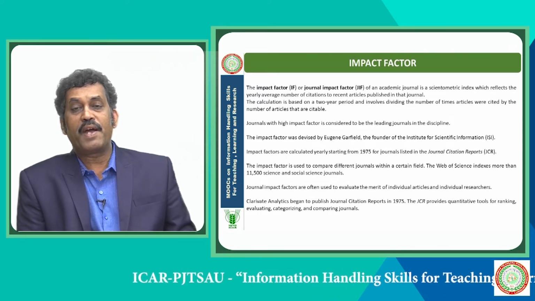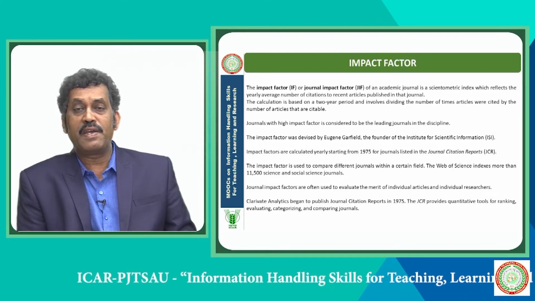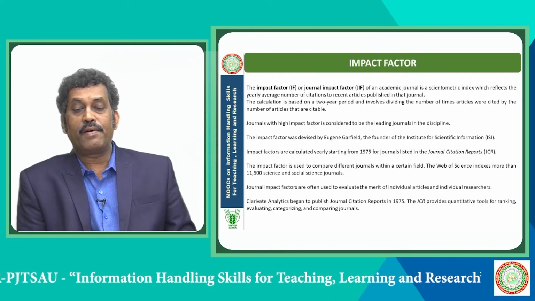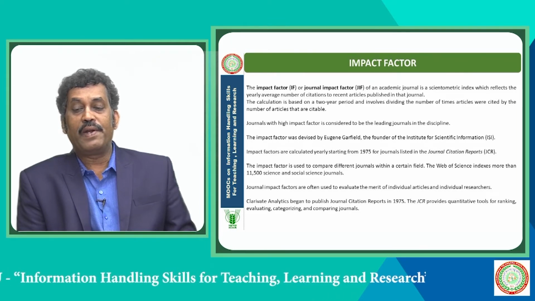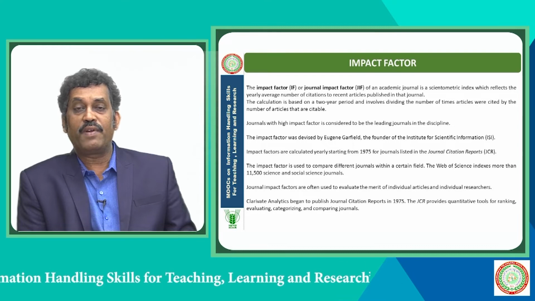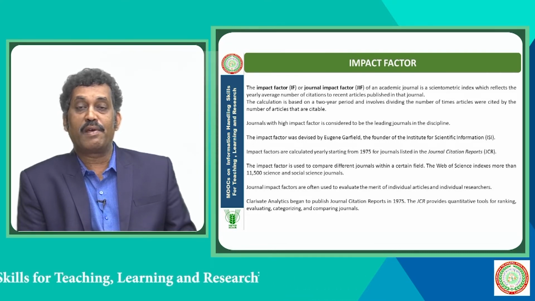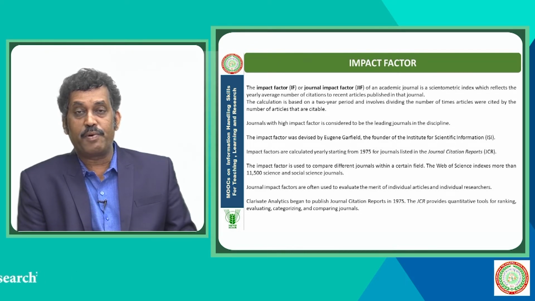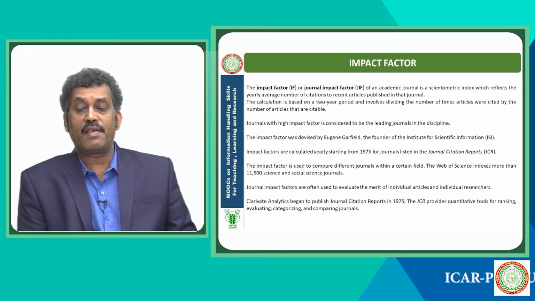Journals with a high impact factor are considered to be the leading journals in a particular subject area or field. The impact factor was devised by Eugene Garfield, the founder of the Institute for Scientific Information, which was later known as Thomson Reuters, and now is known as Clarivate Analytics. Impact factors are calculated yearly starting from 1975 for journals listed in the Journal Citation Reports, known as JCR. The impact factor is used to compare different journals within a certain field.